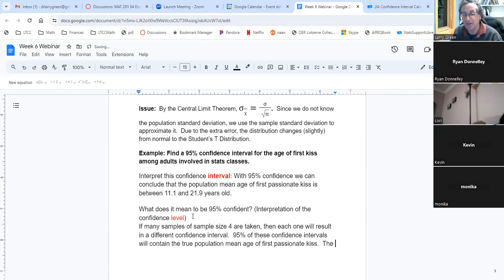The other 5% will not contain the population mean age of first passionate kiss.